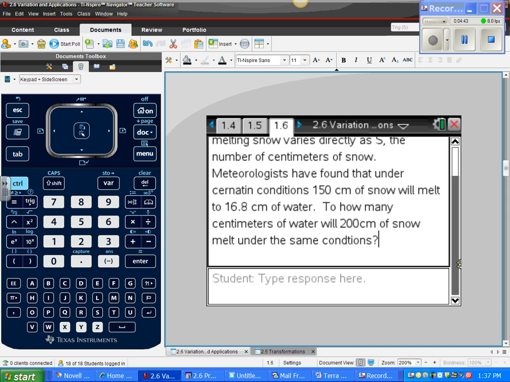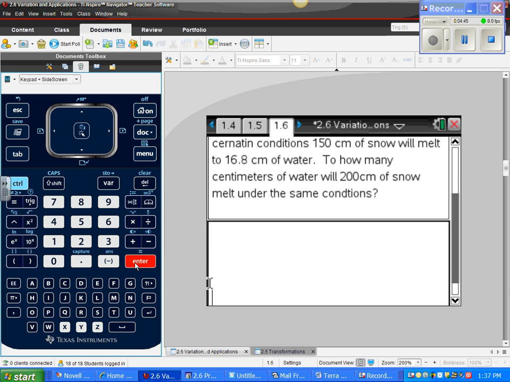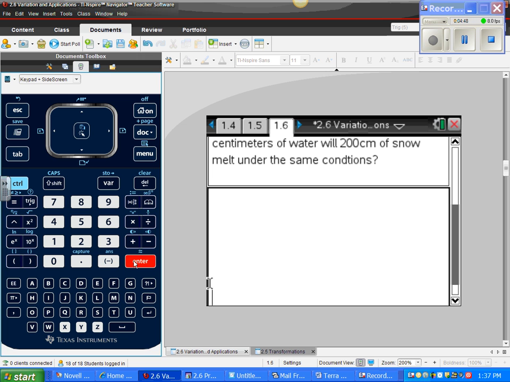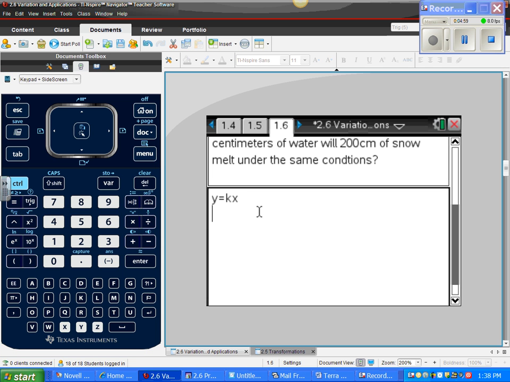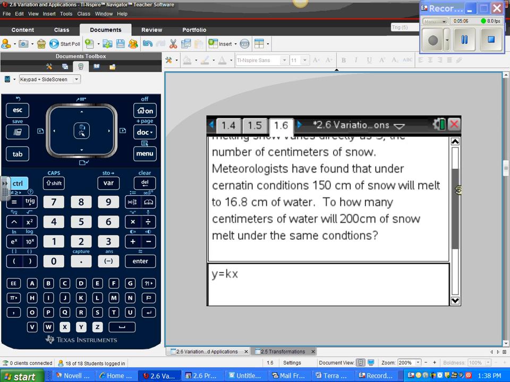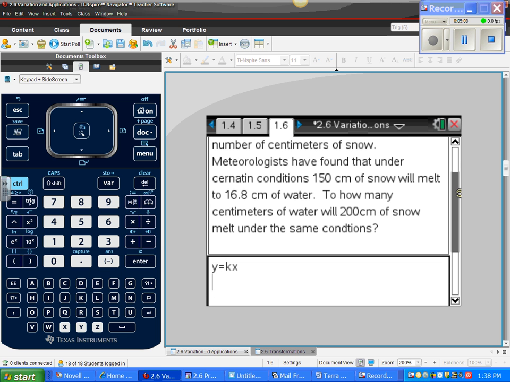So we have to figure some stuff out, okay? Since we know we're using y equals k times x, right? It varies directly. We need to know what that value of k is so that we can come up with an appropriate equation. So we start with what's given to us, y and x initially, okay? It says they found that 150 centimeters of snow will melt to 16.8 centimeters of water. So let's say instead of y, we use S for snow.